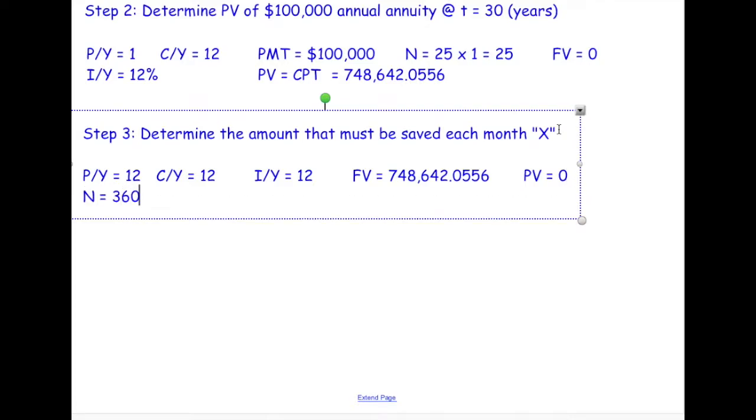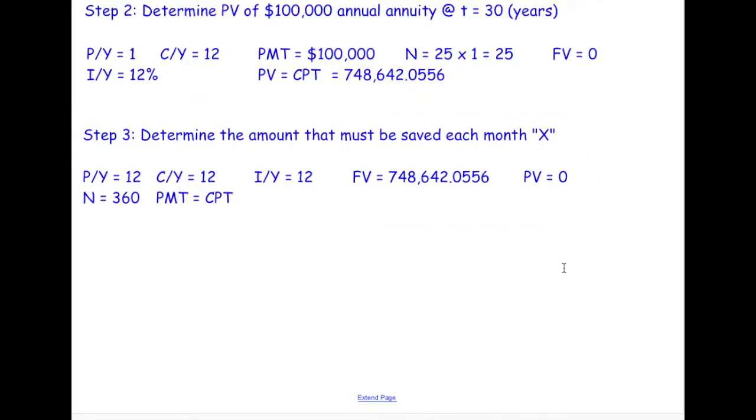It's the total number of payments, not the total number of years. It's really 30 times 12. There's 360 payments in total. And now payment is what we want to compute for. So once again, we're going to use the help of our finance calculator. We're going to enter these values and solve for payment, and hopefully that would help us answer this question.